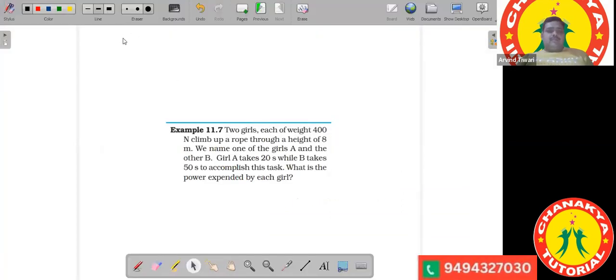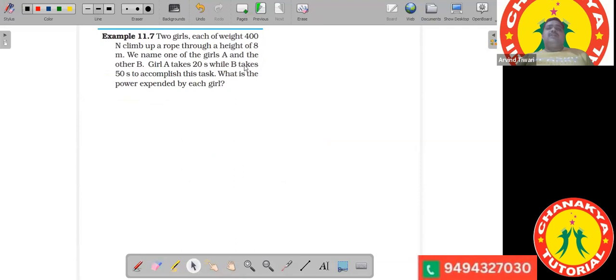See, the problem says two girls, each of weight 400 Newton, climb up a rope through a height of 8 meter. We name one of the girls A and the other B. Girl A takes 20 seconds while B takes 50 seconds to accomplish this task. What is the power expended by each girl? Let us draw the diagram and understand what happens.